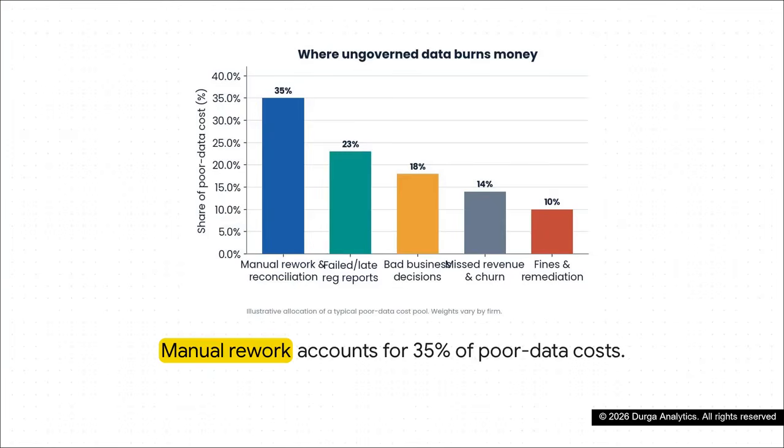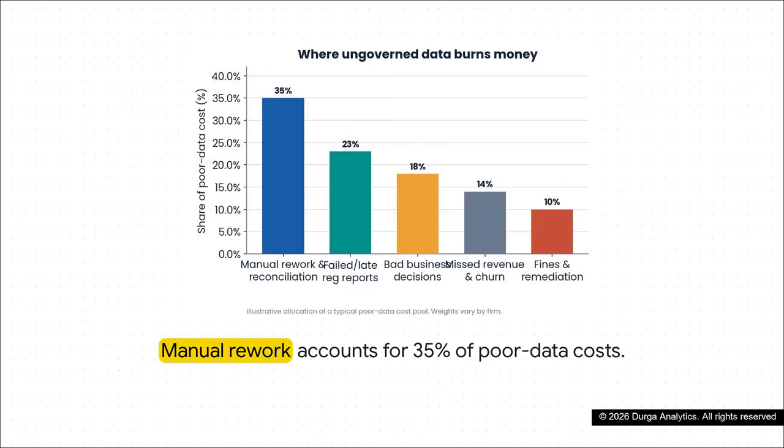To truly understand that defensive risk, we have to talk about what ungoverned data silently costs your firm every single day. Now, to a rookie, poor data just sounds like a minor headache, but in a large firm, it is a massive recurring financial loss. Look at this. A staggering 35% of the cost of poor data is purely manual rework and reconciliation.